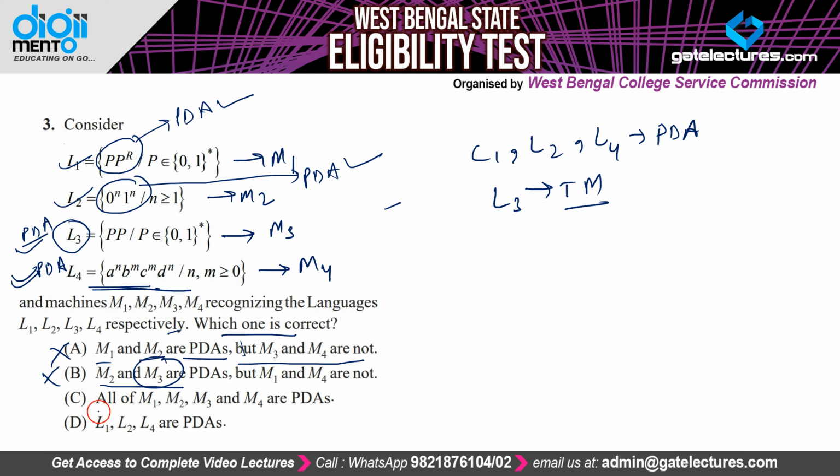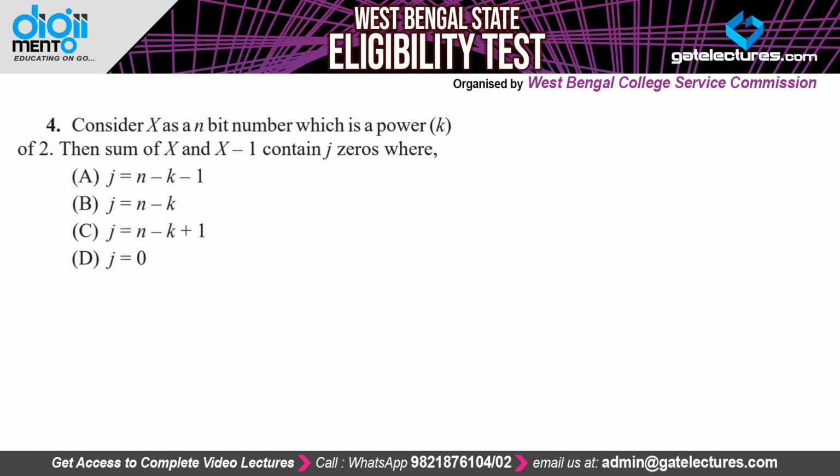Option C is saying all of M1, M2, M3, M4 are PDAs, which is also wrong, because for language L3 we cannot create one. We cannot create M3 as a pushdown automaton, but option D is correct, which is saying that for languages L1, L2 and L4 pushdown automata do exist.